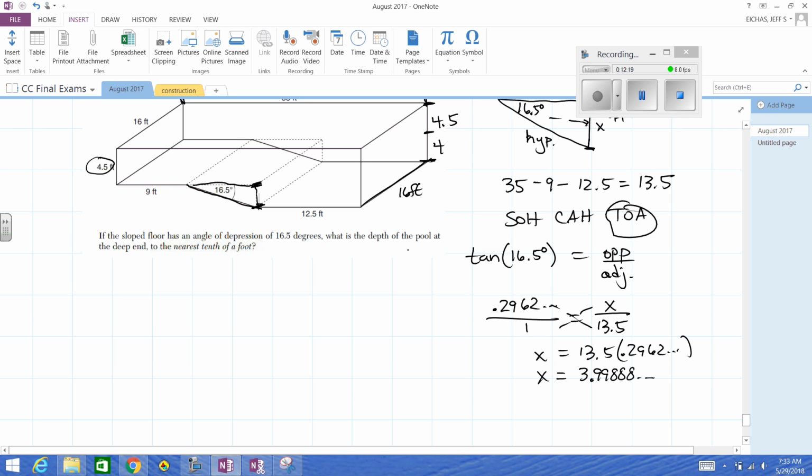So total depth is going to equal approximately, nearest tenth of a foot, that's going to be 4.0. So it's still going to be 8.5. Okay, so that takes care of part one of this problem.